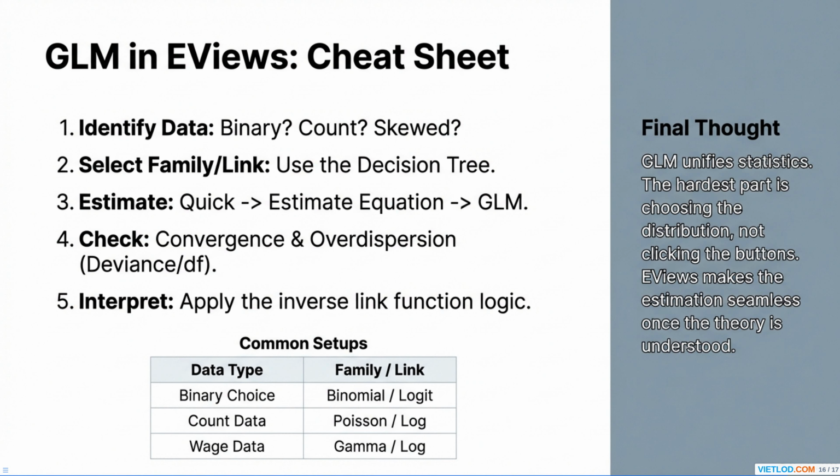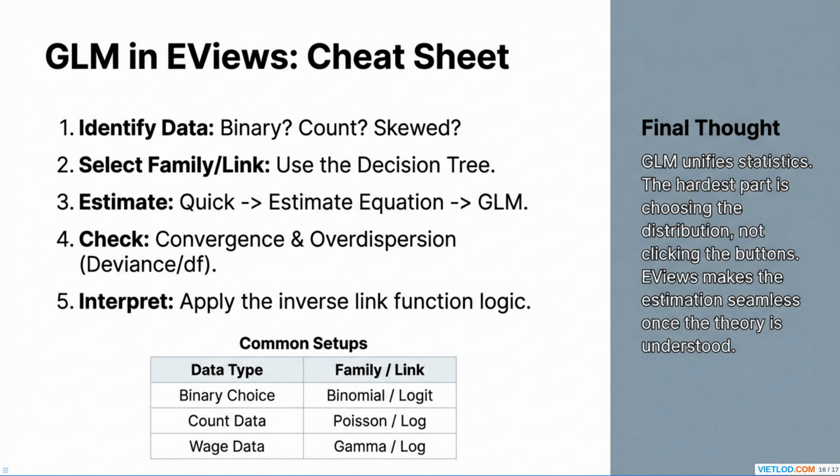To summarize our discussion, here's a concise workflow or cheat sheet for implementing generalized linear models in EViews. First, always begin by clearly identifying the nature of your data. Is your dependent variable binary, a count, or perhaps positive and skewed? This initial assessment is paramount. Second, based on your data type, select the appropriate family and link function. For instance, binary choice data typically uses a binomial family with a logit link, while count data often requires a Poisson family with a log link, and skewed wage data might use gamma with a log link.